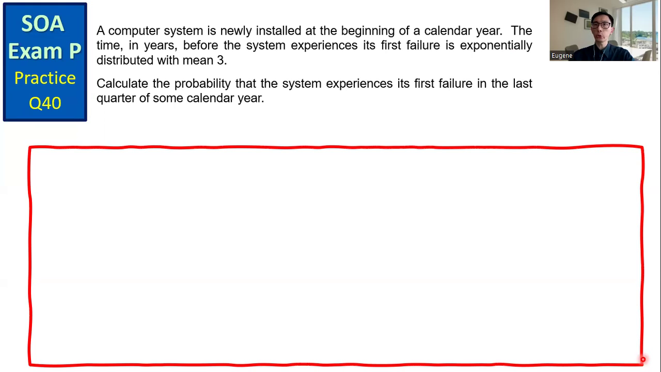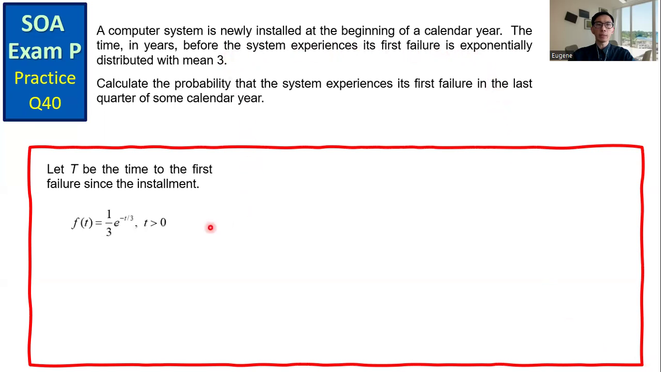Let's take a look at the solution. Let t be the time to the first failure since the installment, and this time is exponentially distributed with mean 3. We have the PDF of t, 1/3 times e to the power minus t over 3. And the CDF is 1 minus e to the power minus t over 3. We want to get the probability that the failure time occurs in the last quarter of some calendar year.